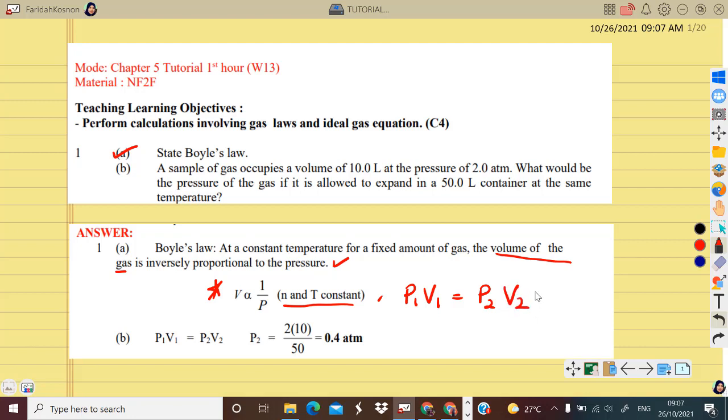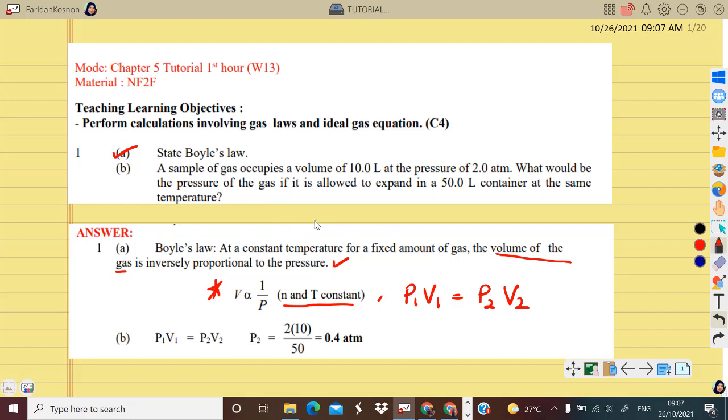Okay, so the second question is, okay, we have a problem here. A sample of gas occupies a volume of 10.0 liter at the pressure of 2.0 atm. What would be the pressure of the gas if it is allowed to expand in the 50.0 liter container at the same temperature?